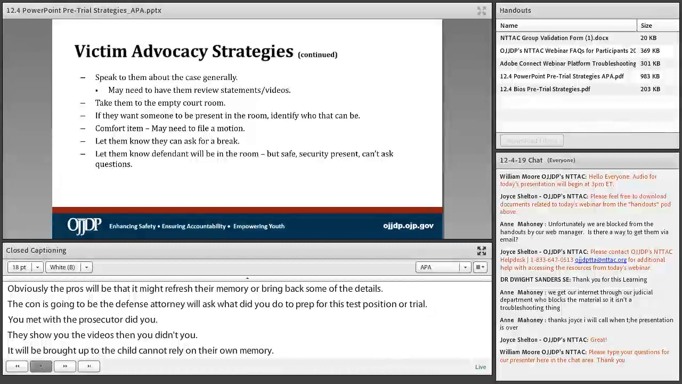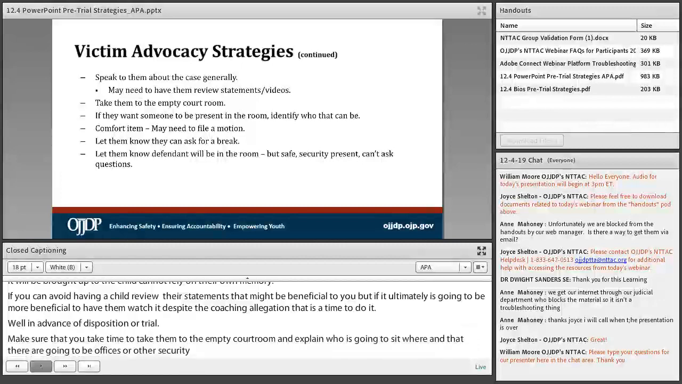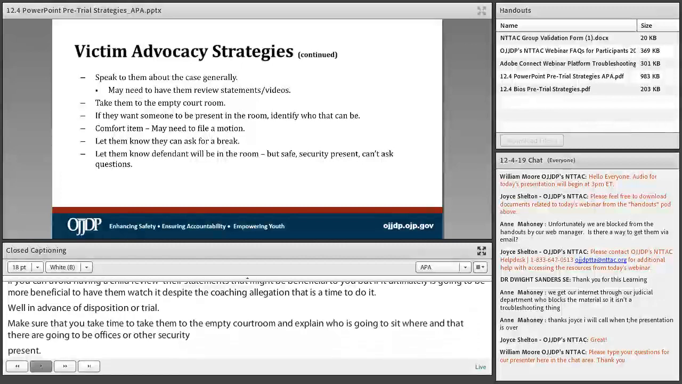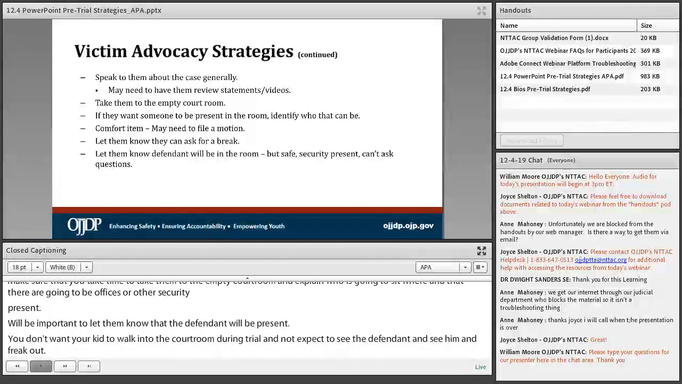Make sure that you take the time to take them to the empty courtroom and explain to them who's going to sit where, and that there are going to be officers or other security present. And it's going to be important to let them know that the defendant's going to be present. You don't want your kid to walk into the courtroom during trial, not expect to see the defendant, and then freak out. So let them know that the defendant is going to be in the room, but that they are safe and that the defendant doesn't get to ask them questions.